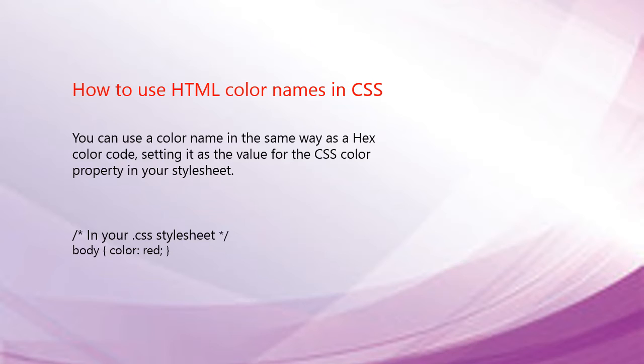Now how to use HTML color names in CSS. HTML color names are another way to style your contents in CSS and can often be easier to understand. You can use a color name in the same way as a hex color code, setting it as the value for the CSS color property in your style sheet. For example, in your CSS style sheet, you can put the code this way: body in brackets color colon red.